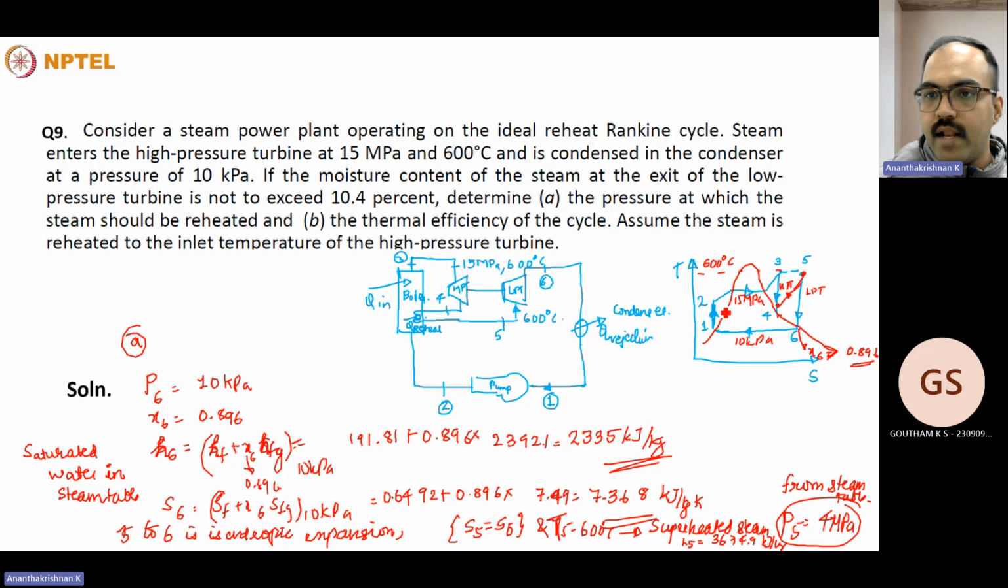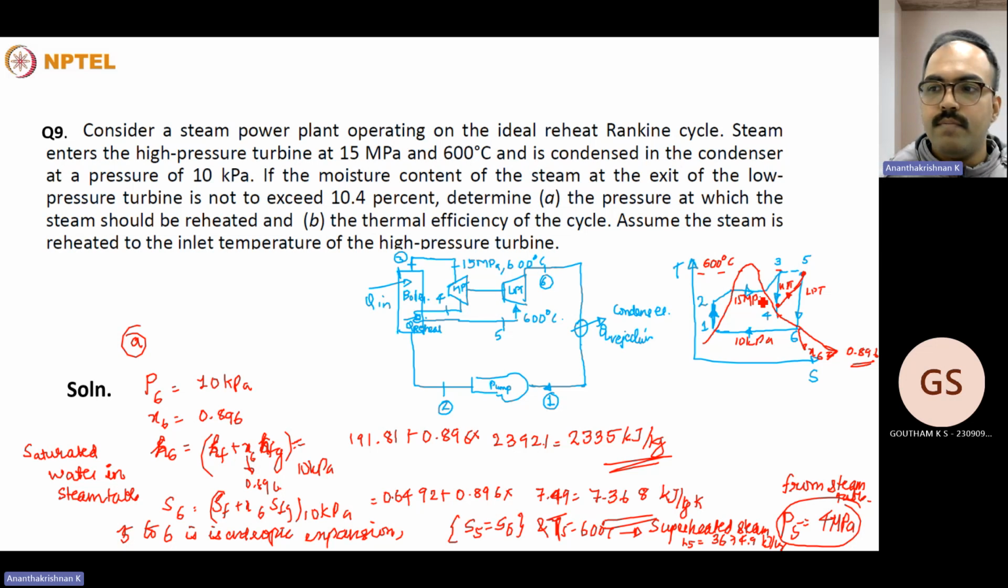And the second part, we need to calculate the thermal efficiency, and that is routine work. We need to calculate the enthalpies of the state points. So efficiency will be equal to net work divided by the heat input, or it could be written as 1 minus heat output divided by heat input. Since this is a cycle, the net work output will be equal to the net heat input. Heat input comprises of two parts.